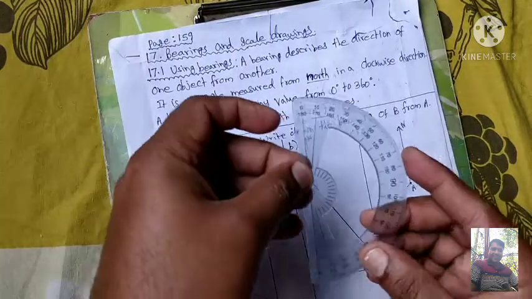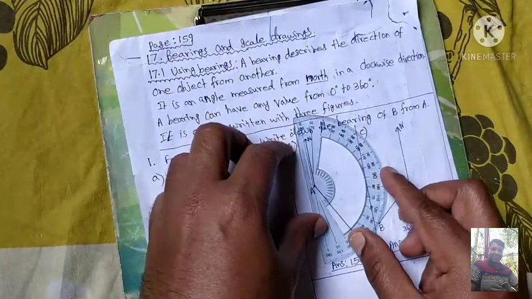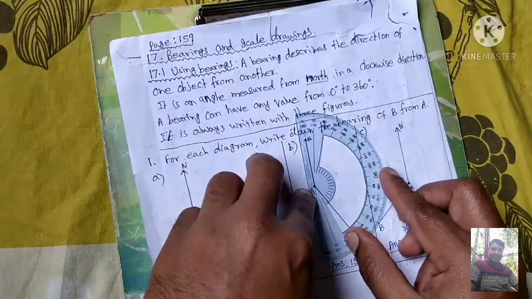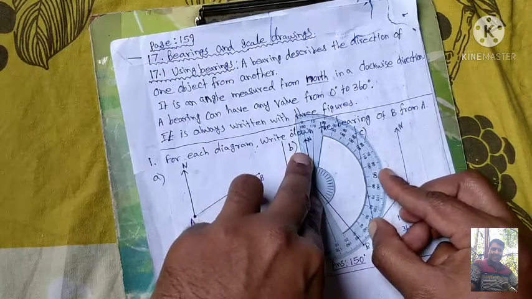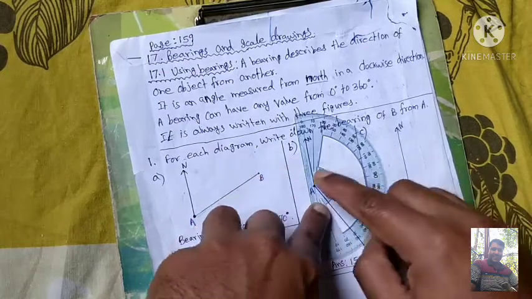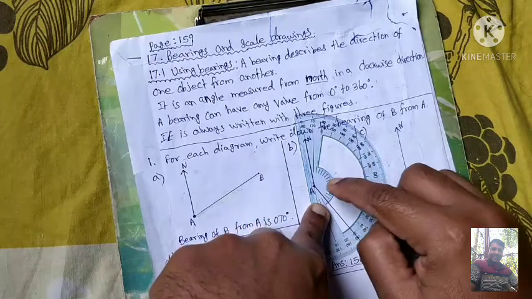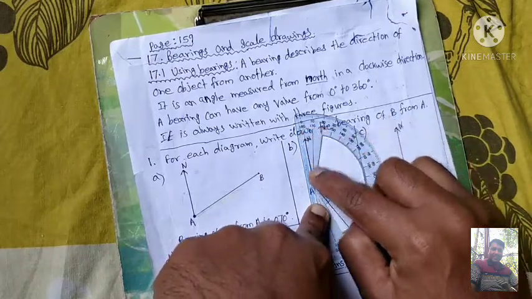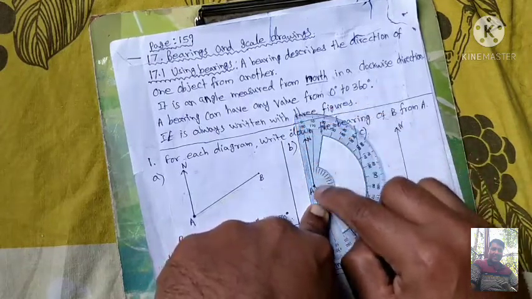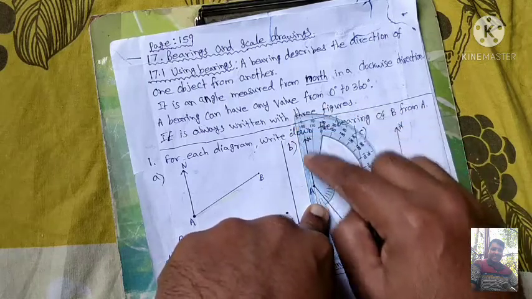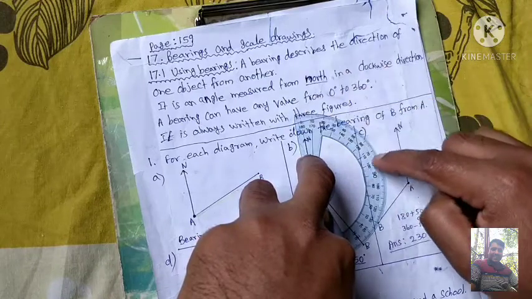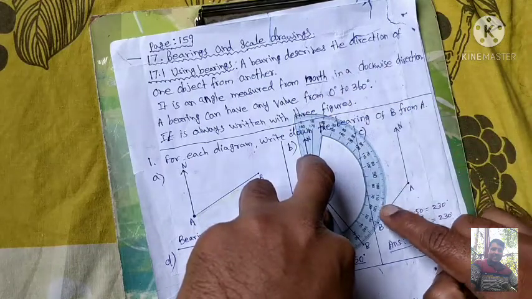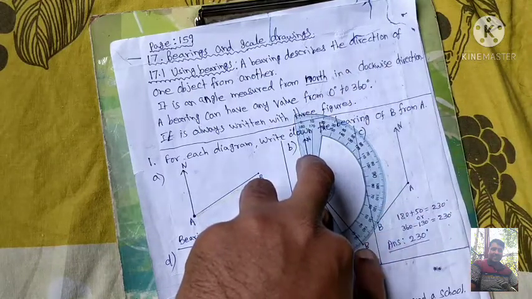So now I am going to put my protractor. A is the center point, and the north side we have to check here. So I am going to put my protractor with the center point at A, and the north line must be on that 180 line. Now start from the 0, the north side. 0, 10, 20, 30, 40, 50, 60, 70, 80, 100. So if you are measuring here, it is coming here.